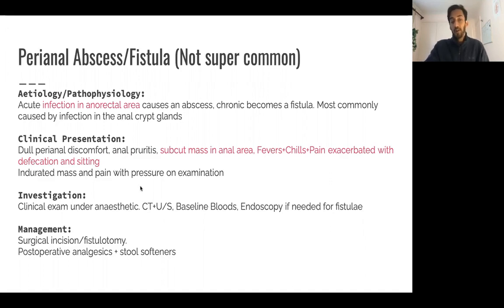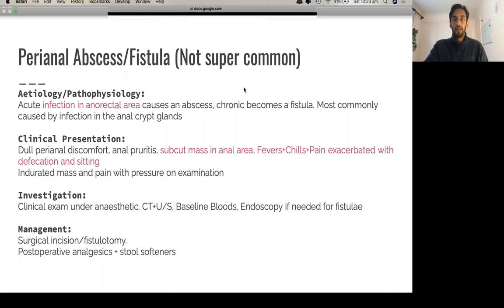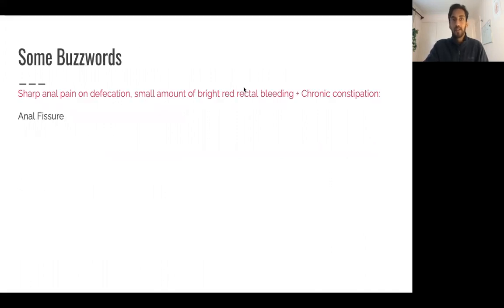For them, you will want to do a clinical exam, but you'll want to do it under anesthetic because it's super painful. And those are the main things to consider for perianal abscess and fistula.